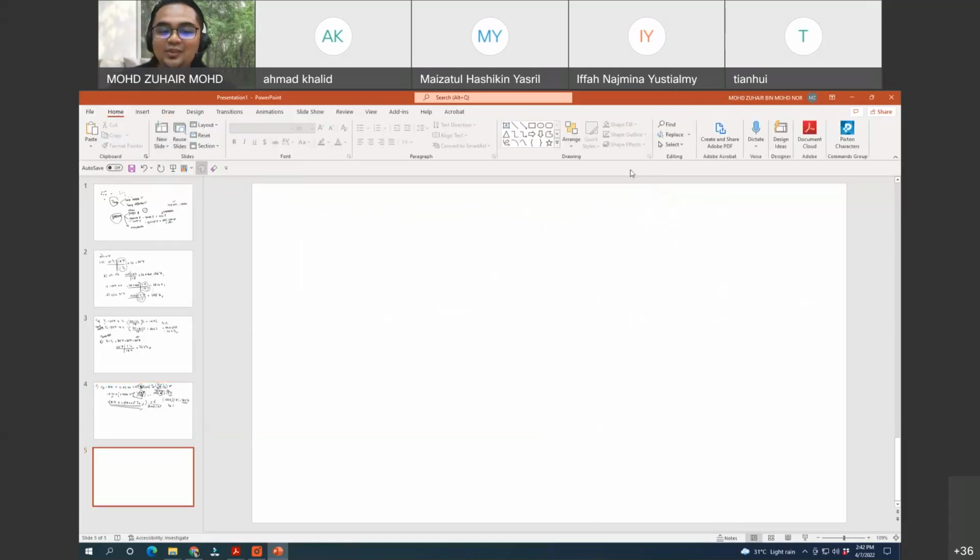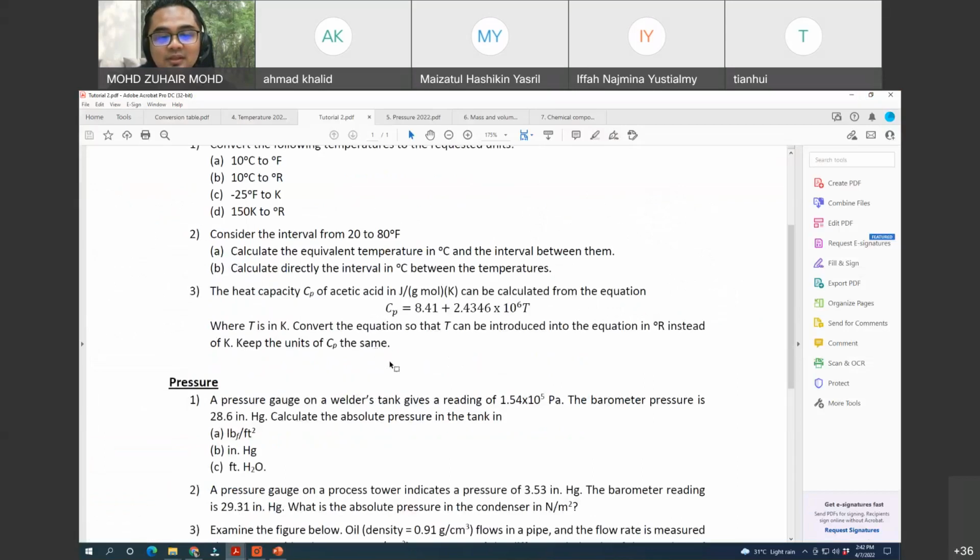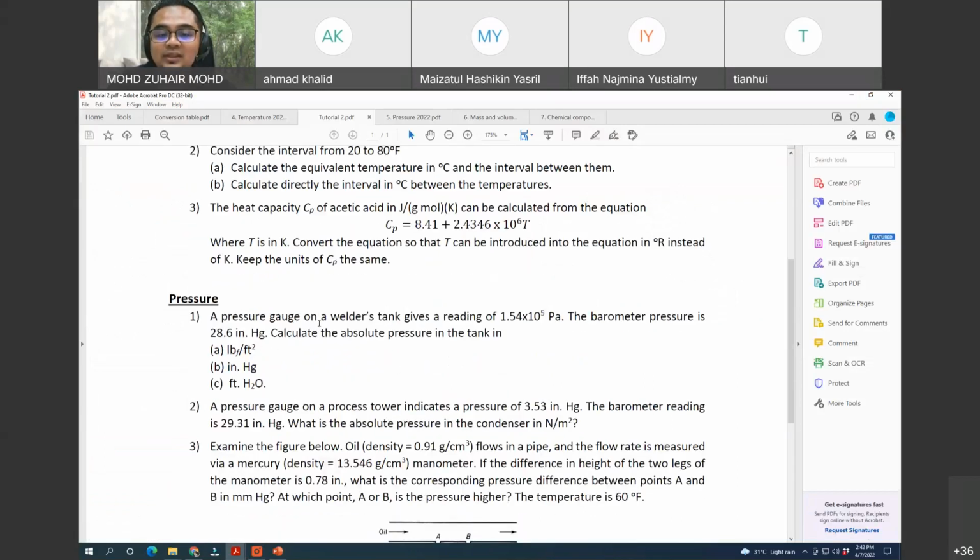Okay, so we are going to proceed with the second part of the tutorial, which is the pressure. So let's just go through the pressure. A pressure gauge on a welder tank gives a reading of 1.54 times 10 power 5 Pascal. The barometer pressure is 28.6 inch mercury. Calculate the absolute pressure in the tank. So again, when we ask about the absolute pressure, that means we need to add the gauge pressure and also the atmospheric pressure. And the atmospheric pressure here is reflected by the barometer pressure.